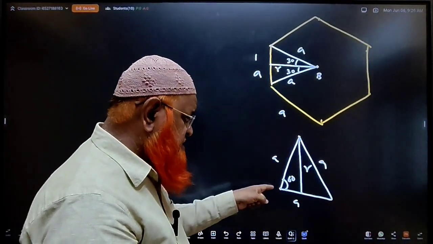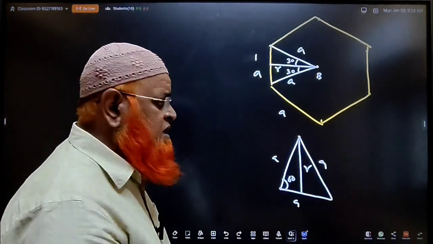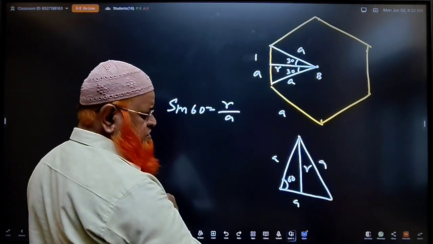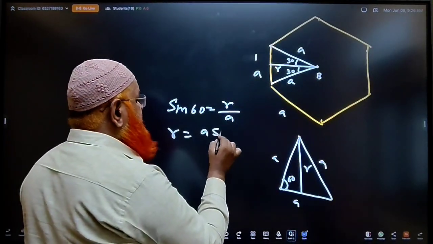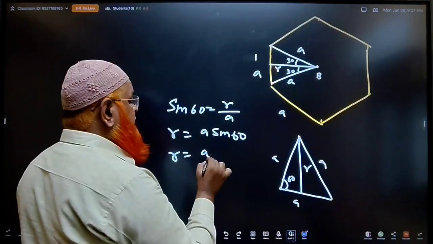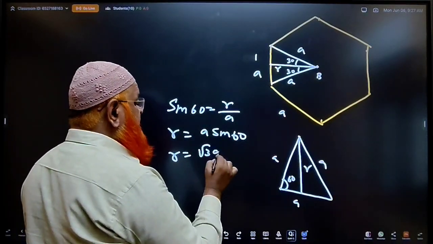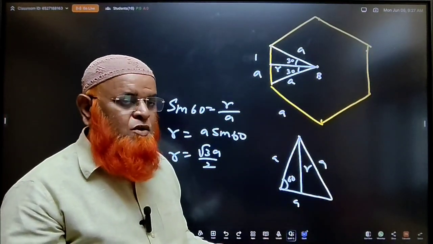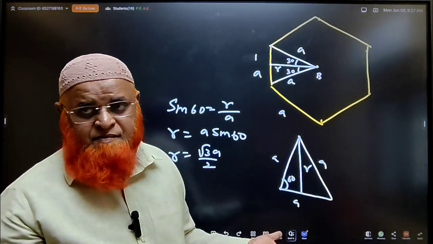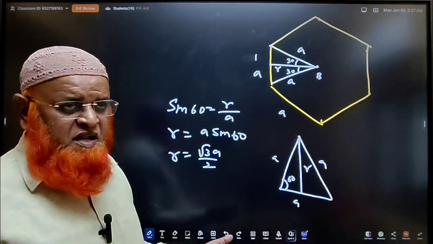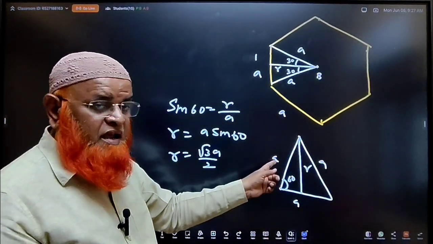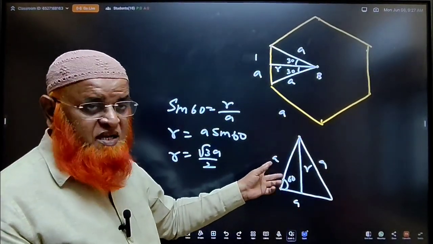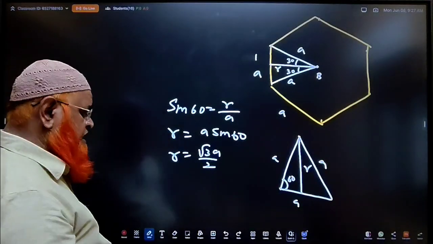I know this hypotenuse, I know this angle, I know the opposite side. So what is the best method to find out? I will apply sine 60, opposite side by hypotenuse. So R is equal to A sine 60, which is R is equal to root 3 A by 2. You know in geometry also, altitude is root 3 by 2 times the side. The direct formula is there in geometry. In an equilateral triangle, what is the altitude? The altitude will be root 3 by 2 times the side. This is the formula. I got the value of R now.